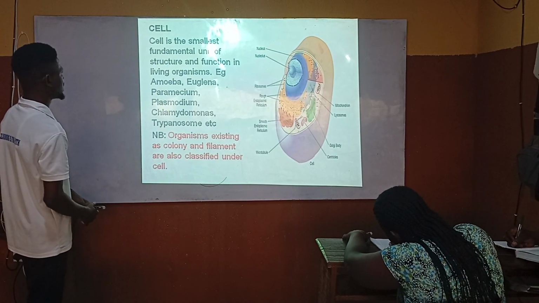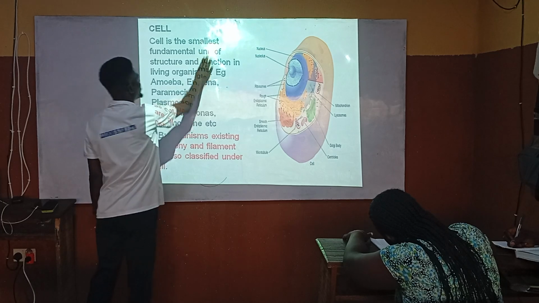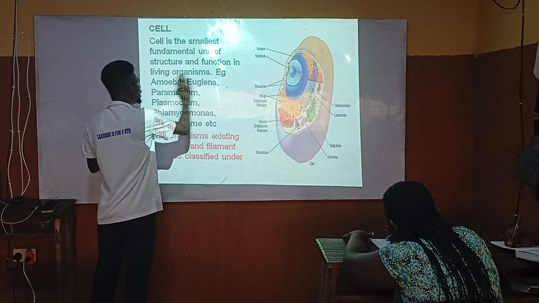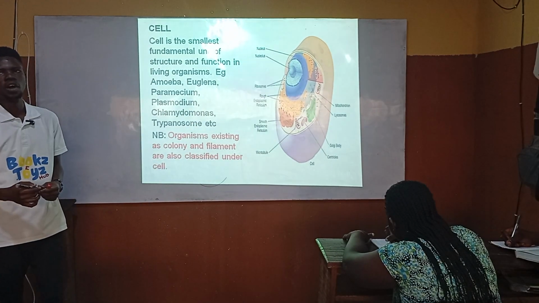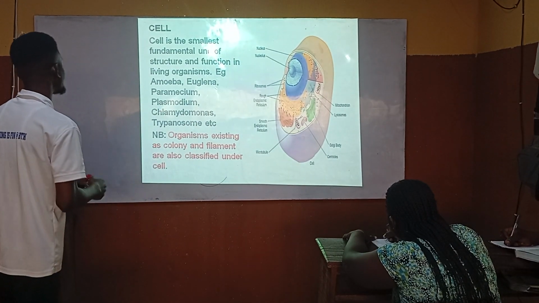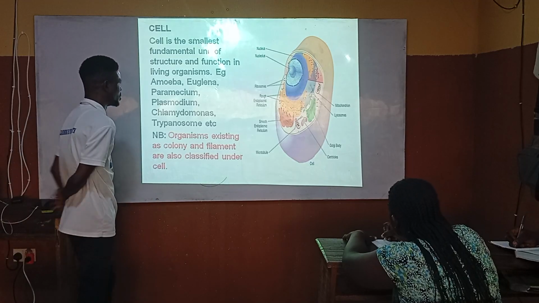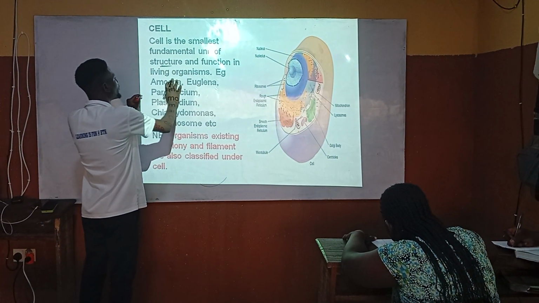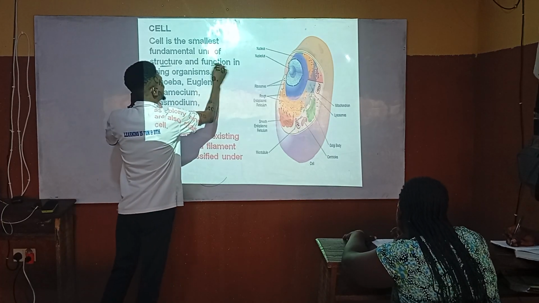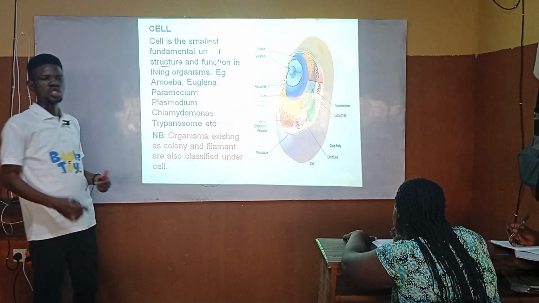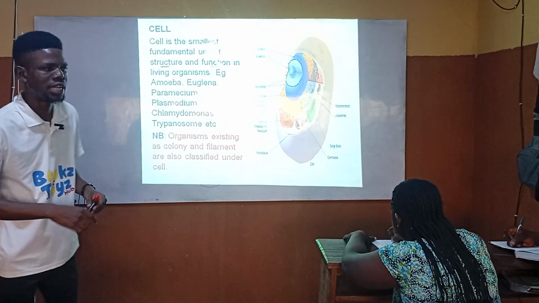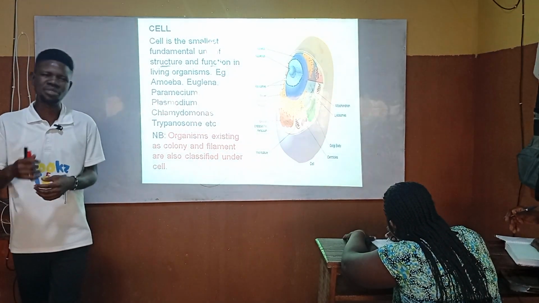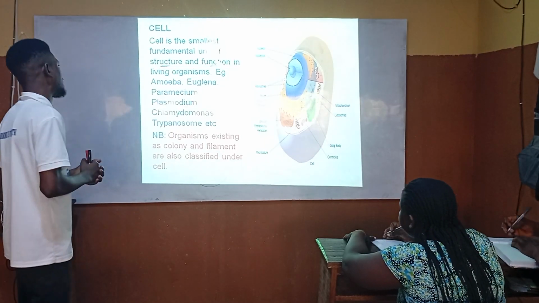The cell is the smallest fundamental unit of structure and function in living organisms. That means by the makeup, it is the cell. Then by the activities or the function, it is still the cell. Are we clear about that? By makeup and by activity, the smallest fundamental unit of life in a living organism is called the cell.